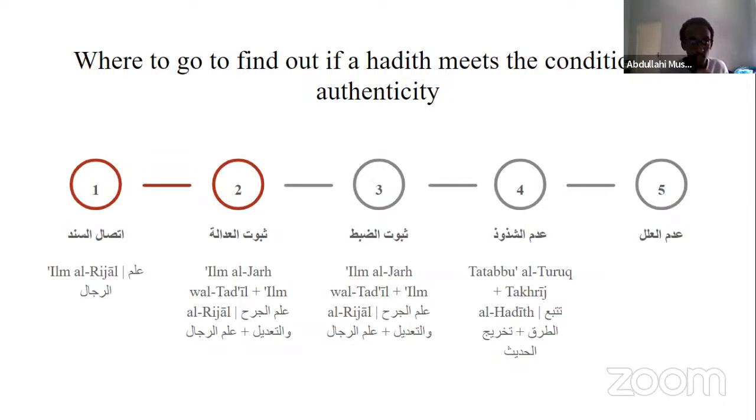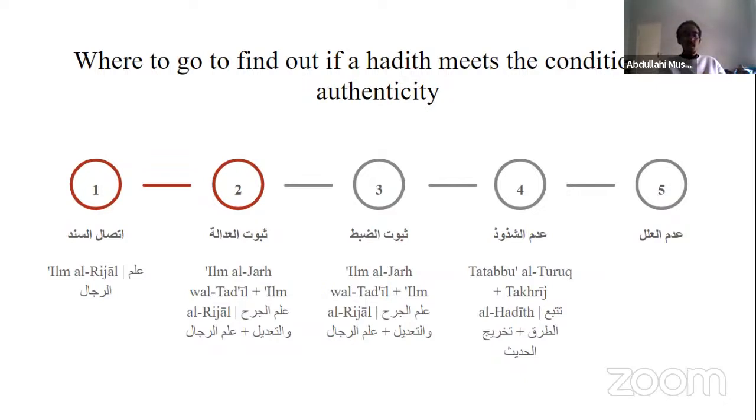in Sunan Abi Dawood, in this chapter, Sunan Ibn Majah, this chapter, Ibn Hibban in this chapter, and Mustadrak in this chapter. And then you collect all of those, and then you go to Sahih al-Bukhari, Sunan Abi Dawood. You go to all those books that book is telling you, and then you collect all those chains, and then now you start to investigate them.